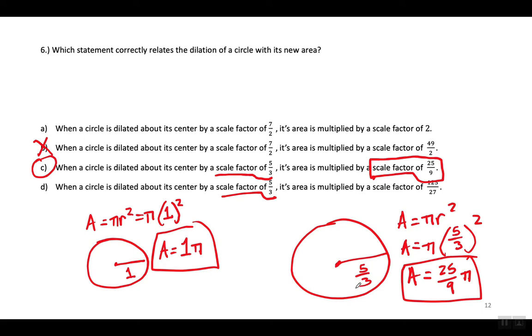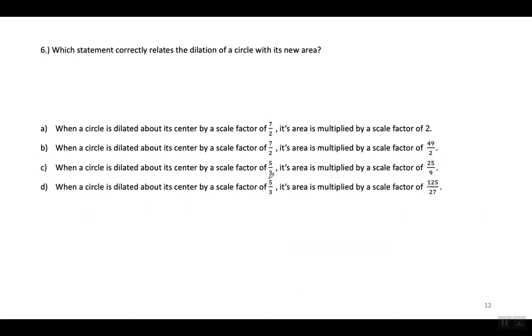Okay, if you're paying attention, I'll give you an even quicker way to do it. You know what's a quicker way to do it? Look at the scale factor that you're dilating by. The scale factor that you're dilating by is 5/3. So the new area is going to be multiplied by the square of this scale factor. Out of the 4 answers, that's the only one that has that.